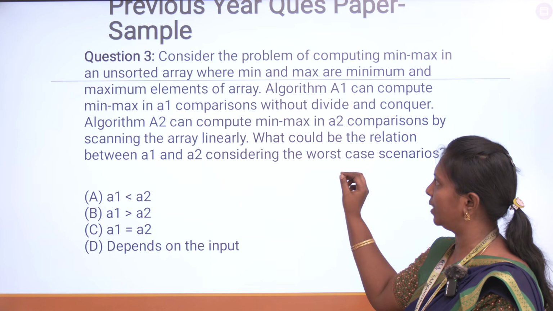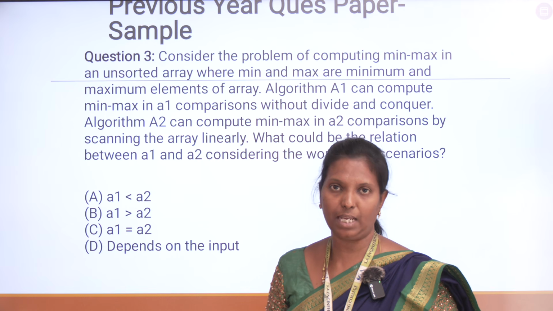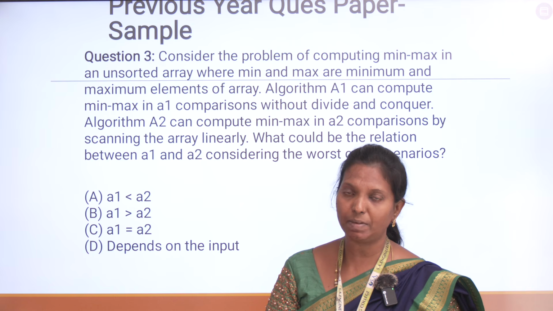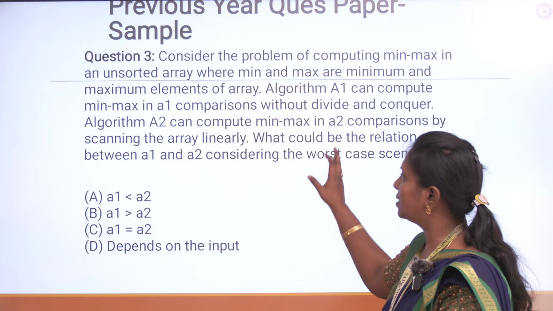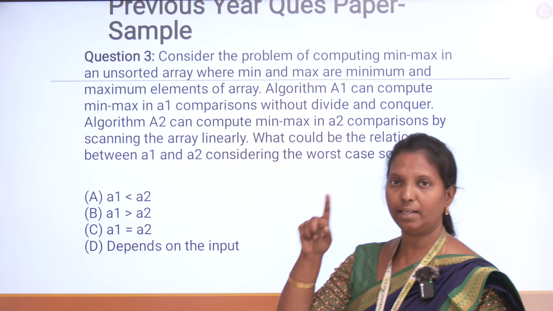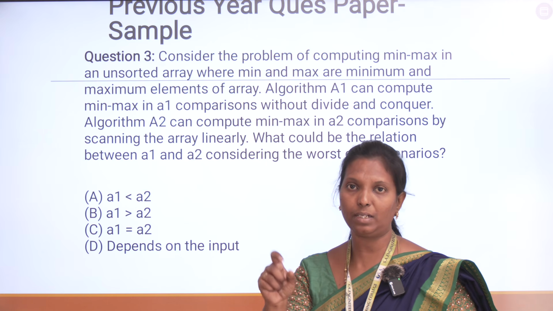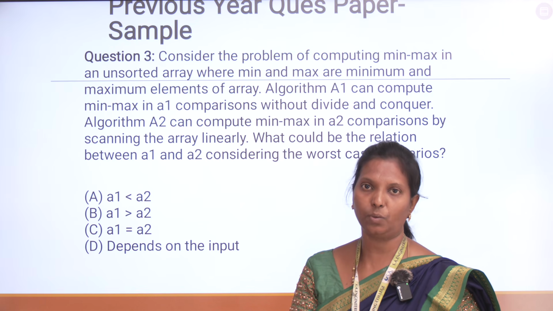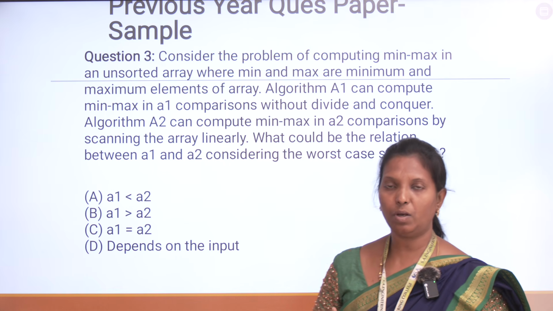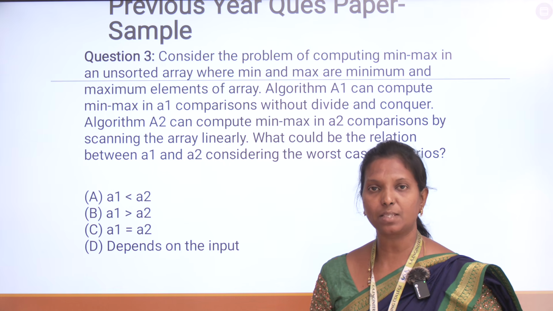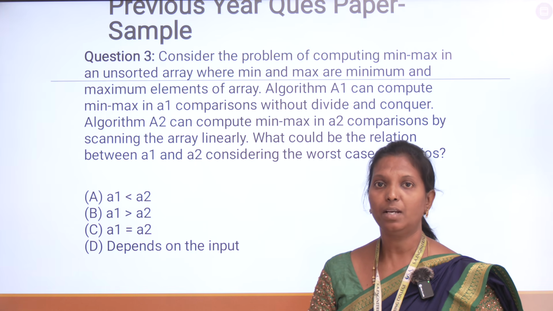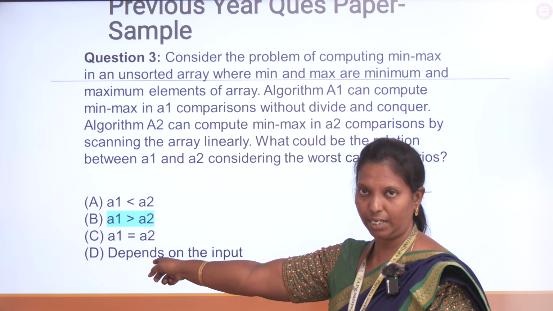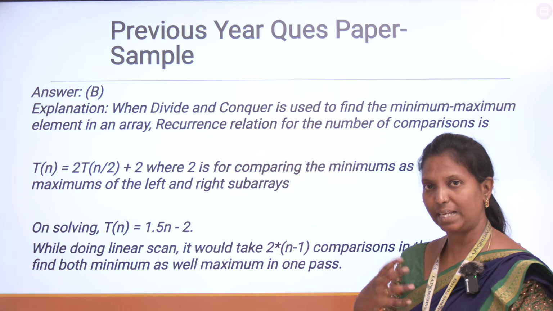Now they are asking, if the unsorted array is given as input, how long A1 and A2 will take, and whether A1 is better or A2 is better. Now we have a chance of getting the worst case scenario. They are asking us to compare A1 and A2 in terms of worst case scenario. As you know, when we implement divide and conquer, A2 takes a much lesser time complexity compared to A1. So obviously the answer will be A1 is greater than A2, and I am giving the explanation of how it takes the time complexity.